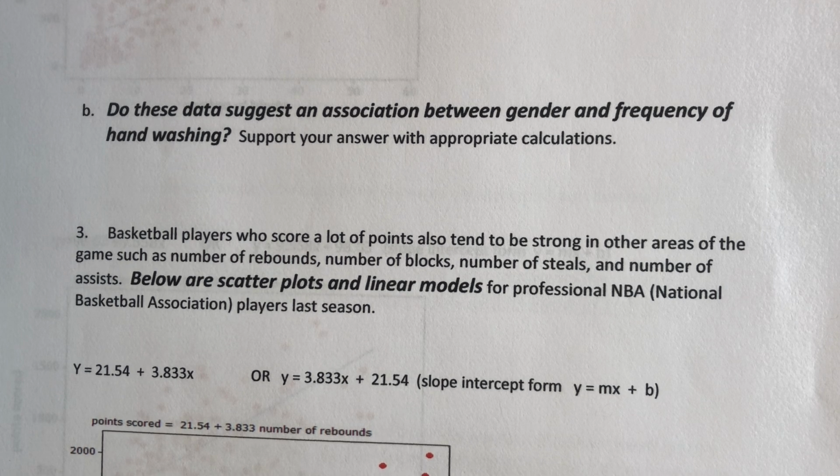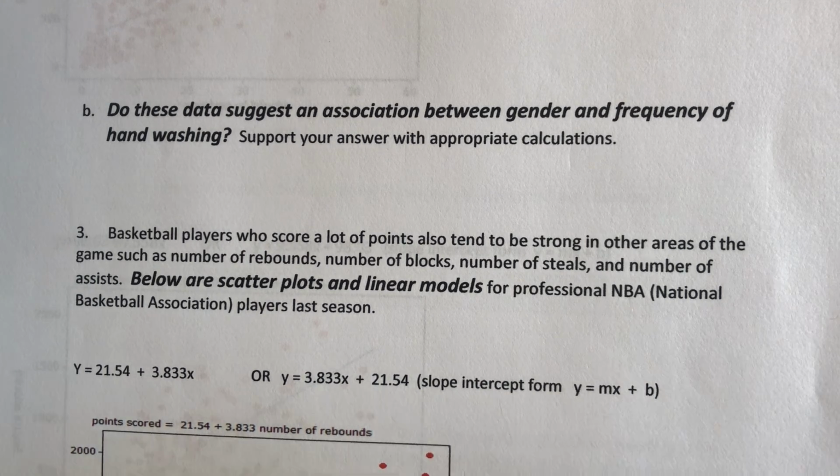It says basketball players who score a lot of points also tend to be strong in other areas of the game, such as number of rebounds, number of blocks, number of steals, and number of assists. Below are scatter plots and linear models for professional NBA, National Basketball Association, players last season.